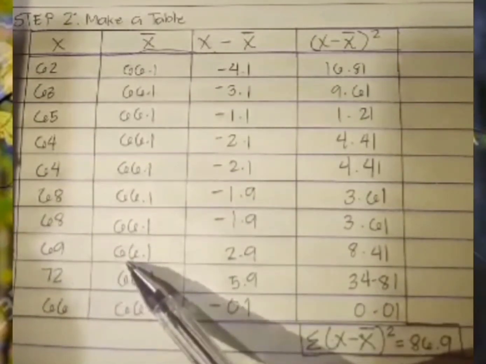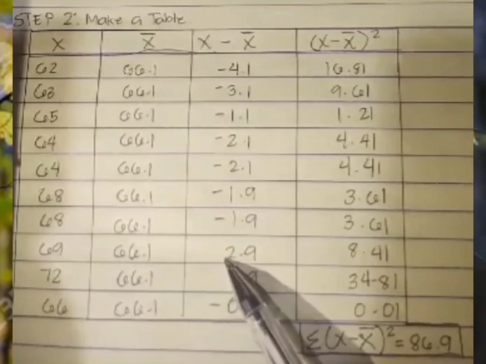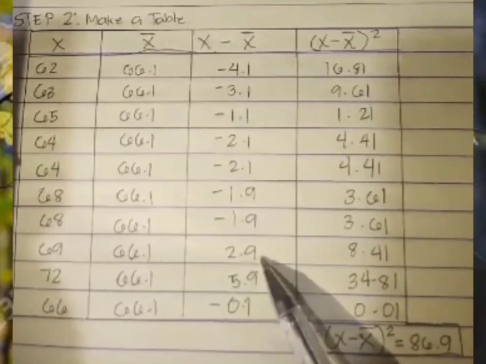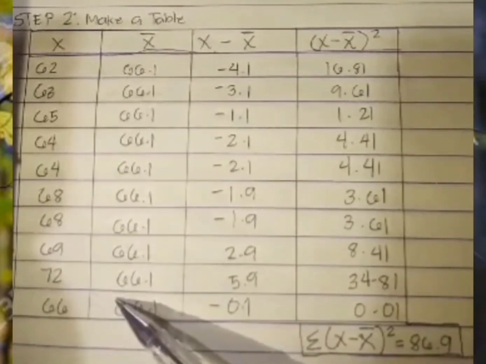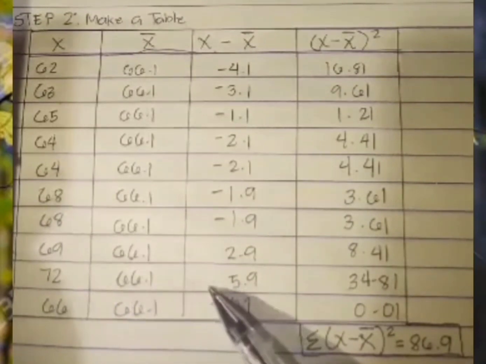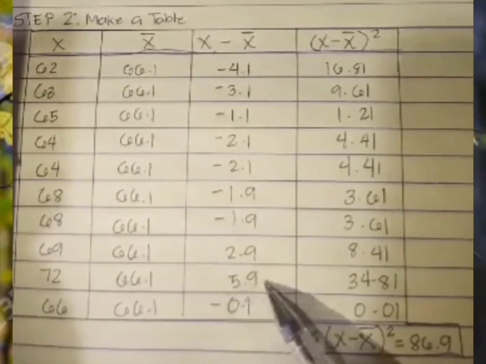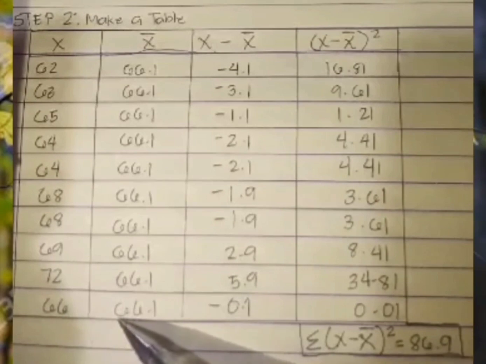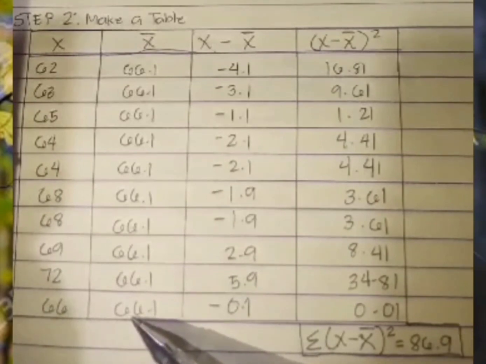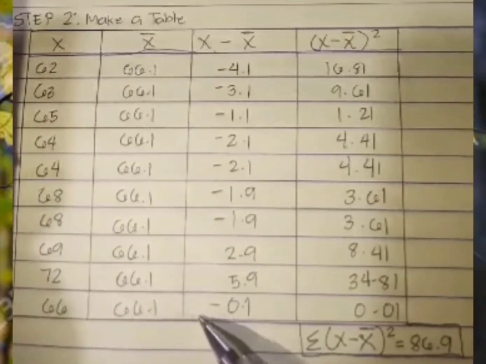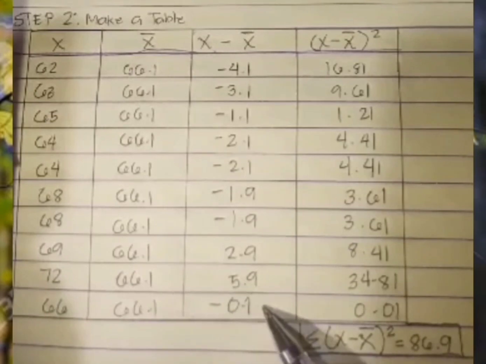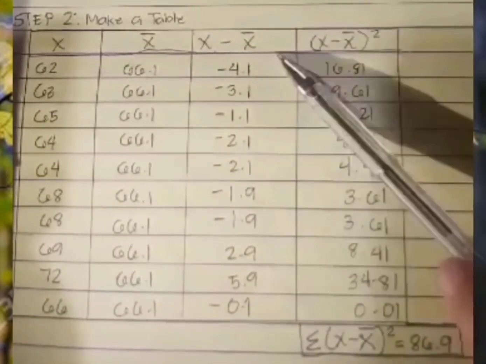69 minus 66.1, the answer is positive 2.9. 72 minus 66.1, the answer is positive 5.9. 66 minus 66.1 equals negative 0.1. So, this is the answer.